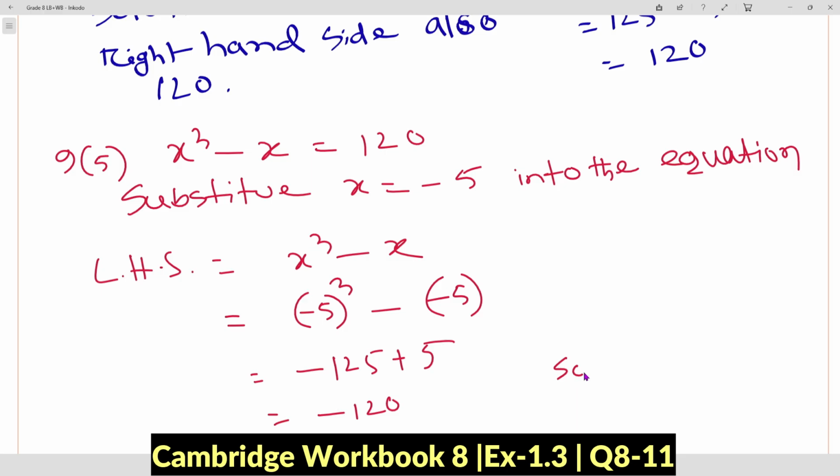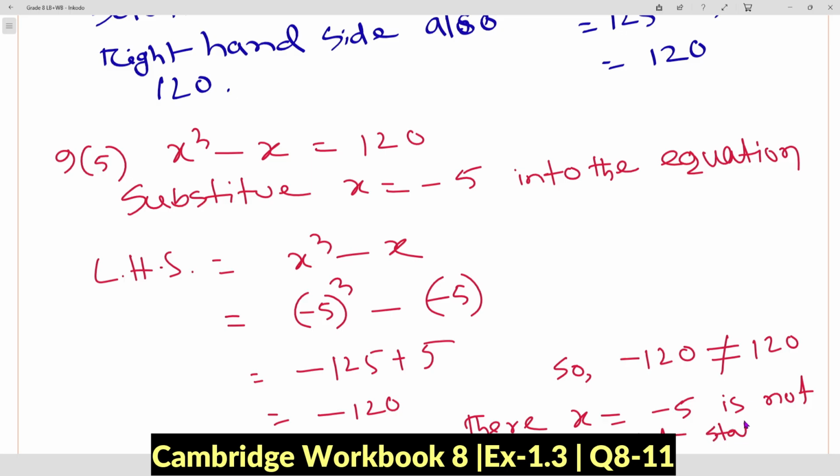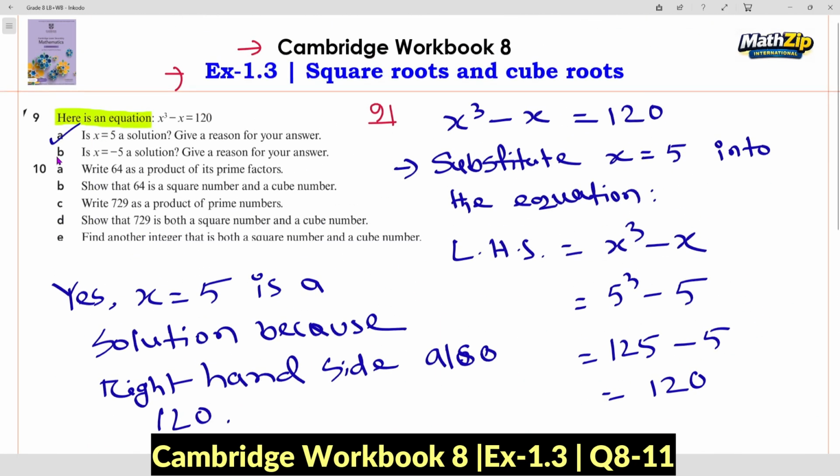So minus 120 is not equal to 120. Therefore, x equals minus 5 is not a correct statement. Okay, so number 9, A and B done.